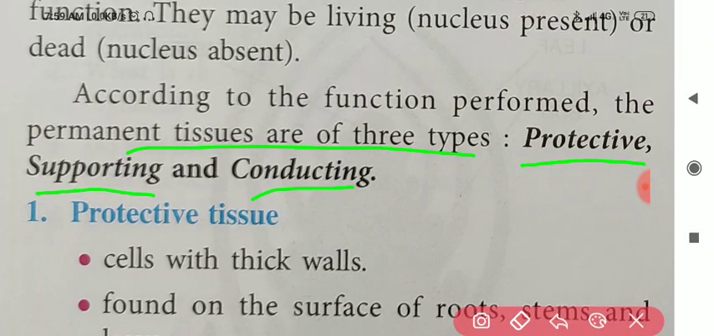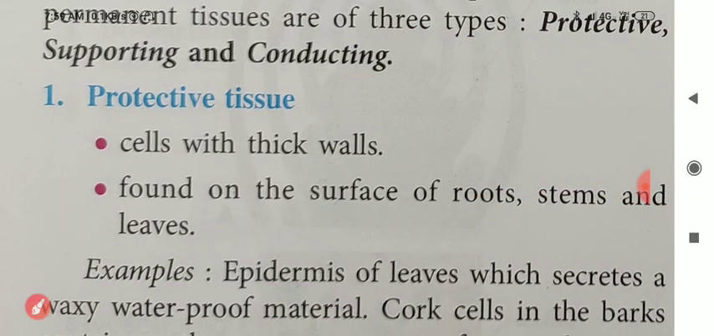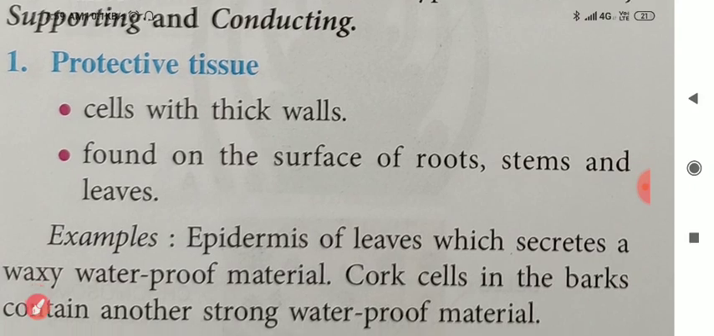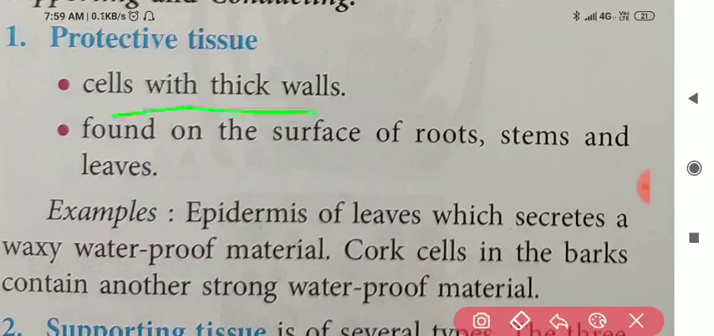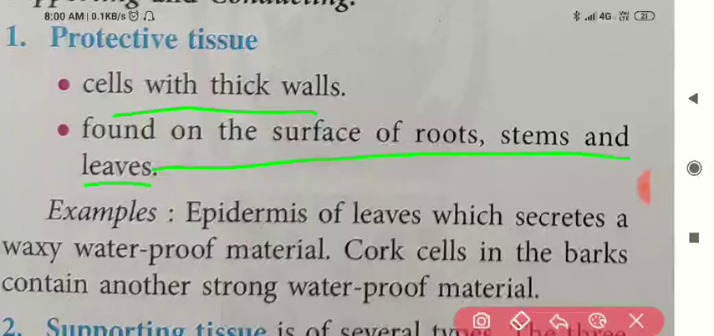Next is protective tissue. Let us see about the protective tissue. In the protective tissue, they have cells with thick walls. They are found on the surface of root, stem and leaves. So where is the protective tissue found? On the surface of root, stem and leaves.